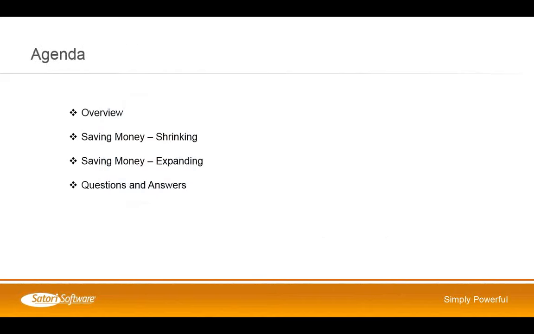For our agenda today, we're going to do a little overview. We're going to talk a little bit about the concepts that you're going to need going into this. Then we're going to talk about saving money via shrinking, saving money via expanding. Now, don't worry, that's how Kim diced and sliced this, but it's going to make sense, I promise, as we work our way into it.